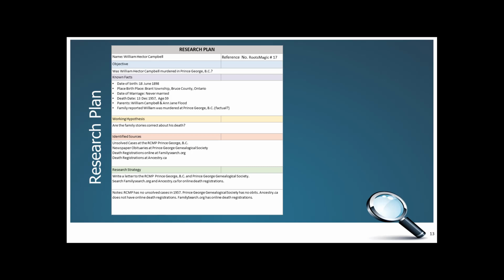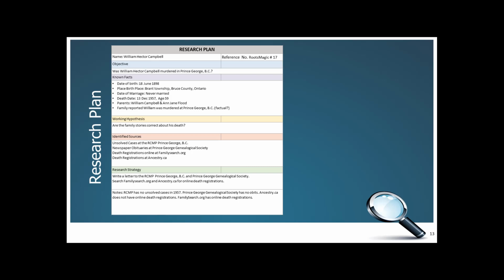The objective: what specifically do you want to learn about your ancestor? Be specific in narrowing down to a single question if possible. This helps you stay focused. My objective was: was William Hector Campbell murdered in Prince George, British Columbia? The belief is that William Hector Campbell was murdered in Prince George, BC.